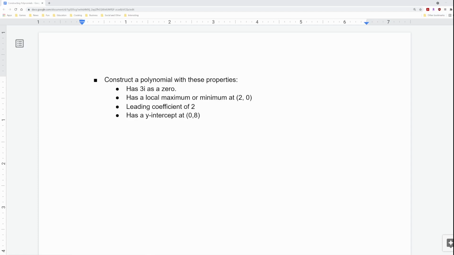Hi everybody, this is another video about constructing polynomial functions. I really like this sort of problem. It's just a puzzle more than anything else, and we have to put all of the pieces of the puzzle together. So let's get started.